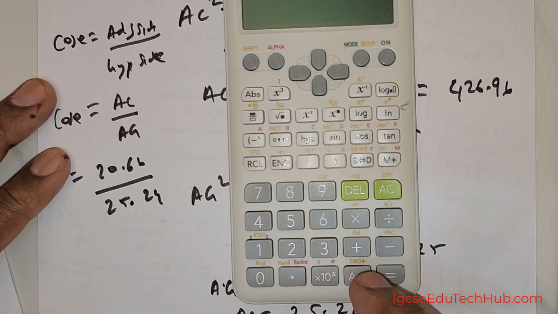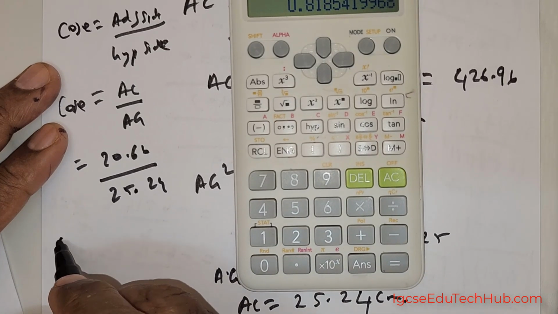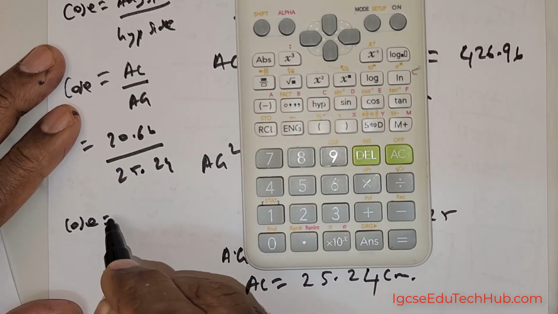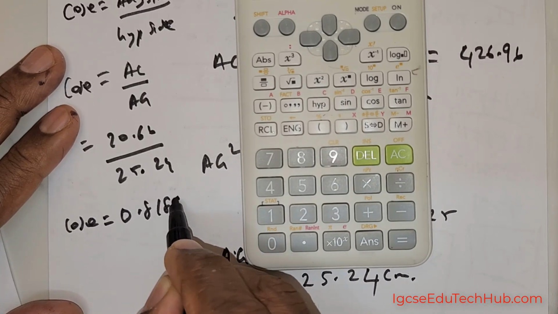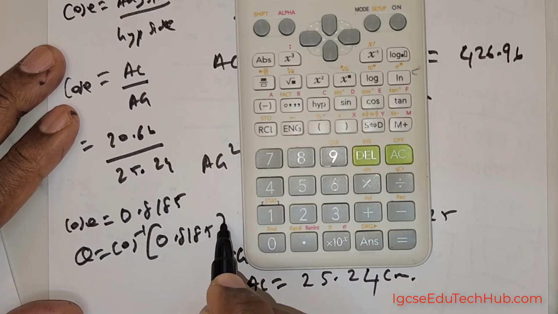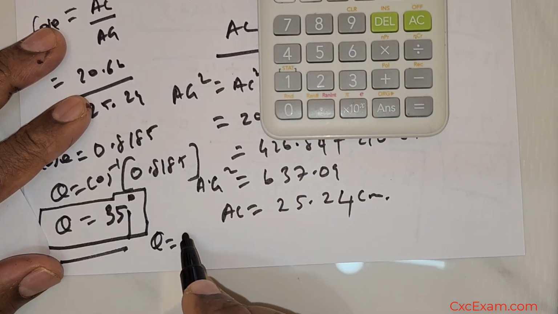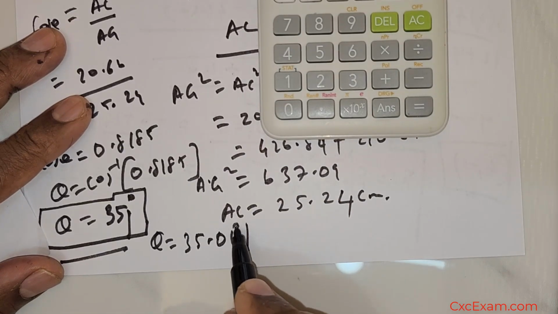So 20.66 divided by 25.24. So this is my cos theta. So cos theta is equal to 0.8185. Theta is equal to cos inverse of 0.8185. So you will have to get that value. If you were to utilize your calculating power, this would be 35.06 degrees.